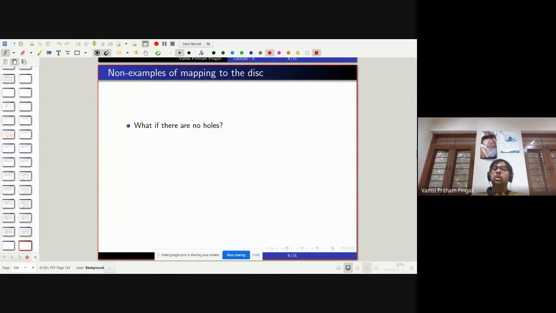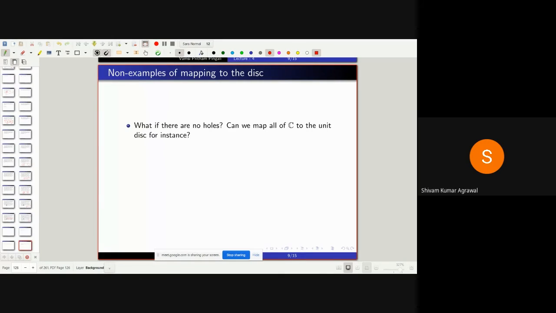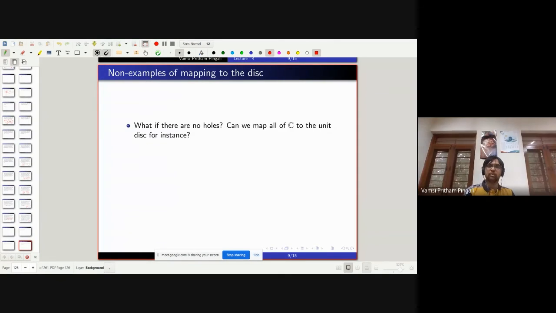What if there are no holes? Can we map all of C to the unit disk? All of C doesn't have any holes, right? Can we do that, by the way? Can we map all of C to the unit disk in a conformal manner? No, sir. Why not? Sir, by Liouville's theorem, the map will be constant. Exactly. Very good. The answer is no, because of Liouville's theorem.